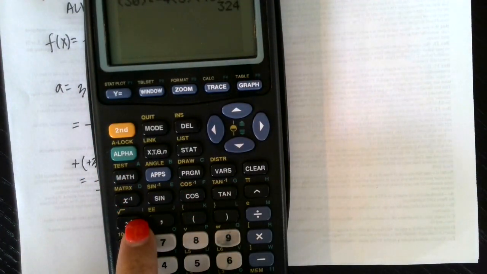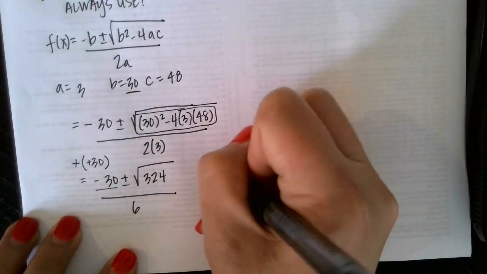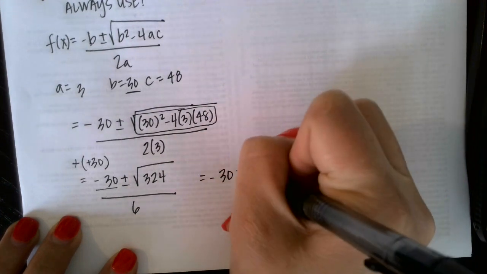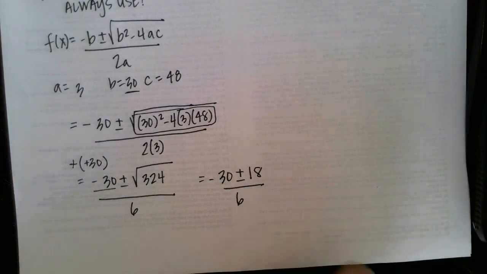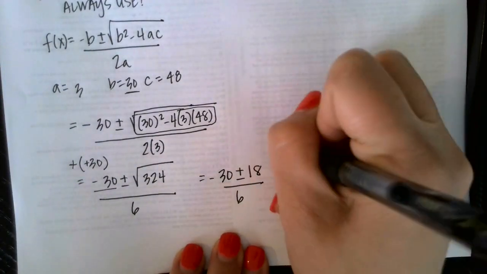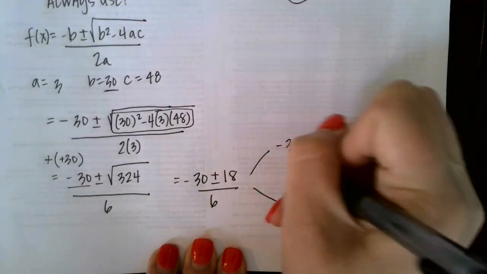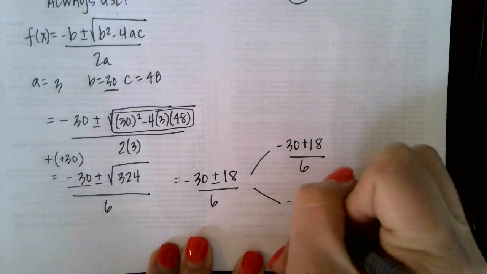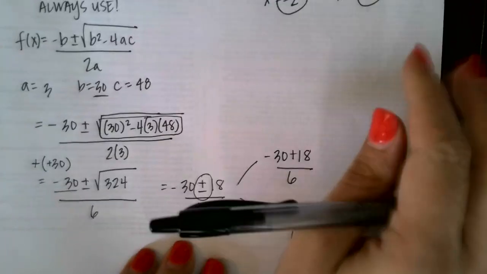But now I need to see, is the square root of 324 a whole number? Luckily it is. So it's 18. So then this becomes negative 30 plus or minus 18 over 6. I don't have to have the square root anymore because I already solved for the square root. So now this is going to break up into two answers. Negative 30 plus 18 over 6, or negative 30 minus 18 over 6. And that comes from your plus or minus sign.